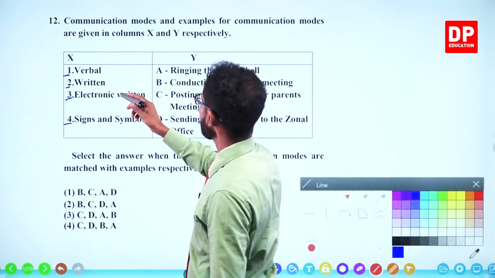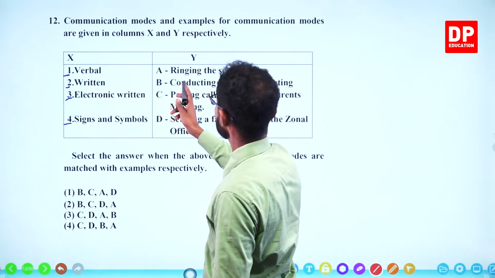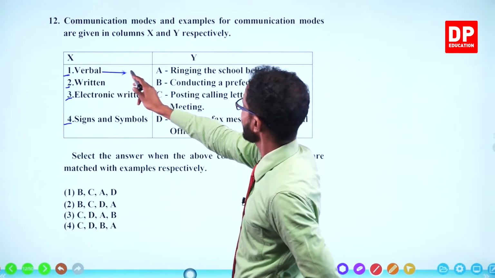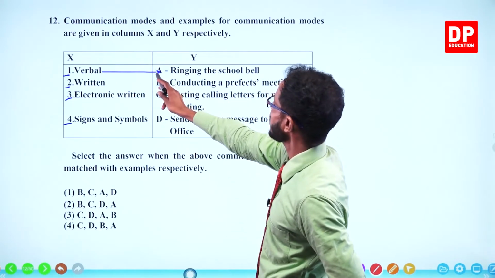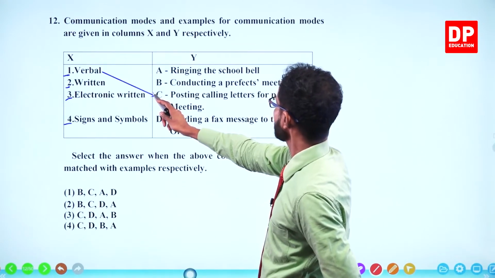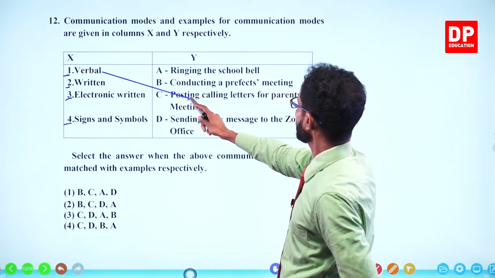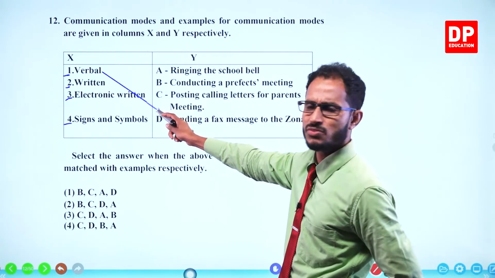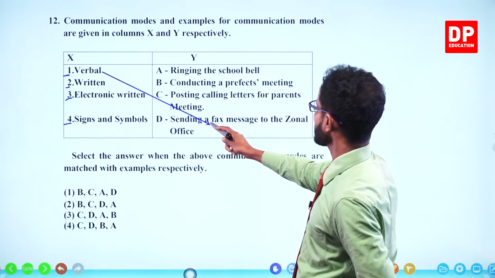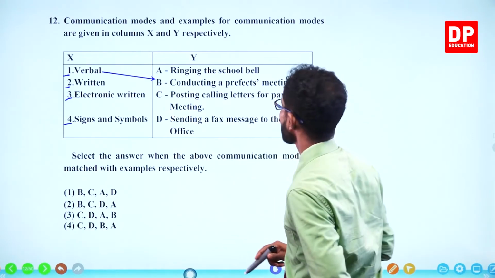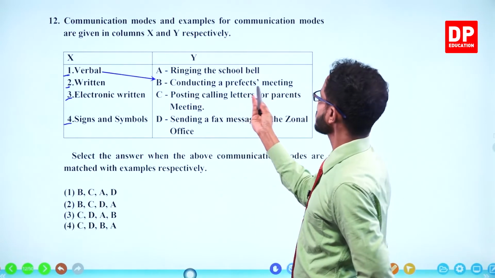Let's match. Verbal. Is it ringing the school bell? No. Is it conducting a prefect's meeting? Posting calling letters for parents meeting? No, that's not verbal. Sending a fax message to zonal office? No, this is verbal. Conducting a prefect's meeting.